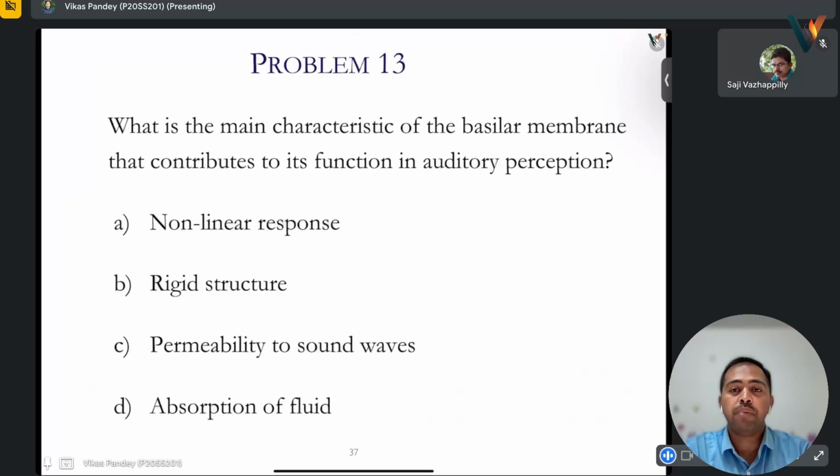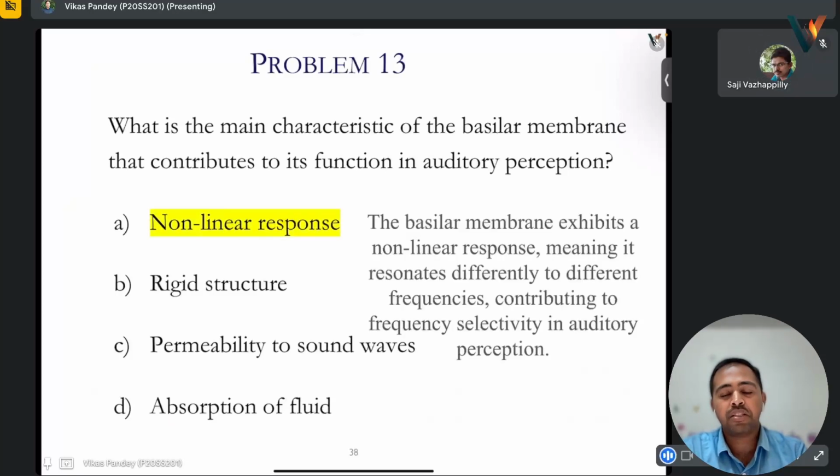So what is the main characteristic of the basilar membrane that contributes to its function in auditory perception? Is it nonlinear response, rigid structure, permeability to sound waves, or absorption of fluid? The basilar membrane exhibits a nonlinear response, logarithmic. In fact, in our vision also we have a nonlinear response. Frequency selectivity is the effect of the basilar membrane's nonlinearity only.